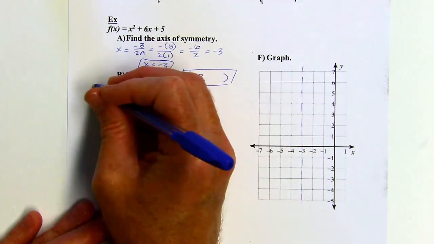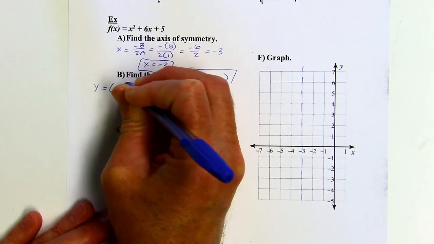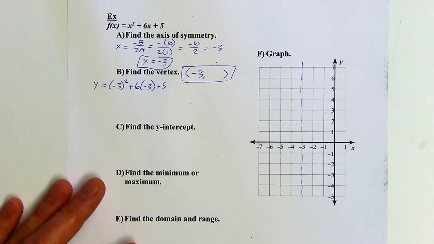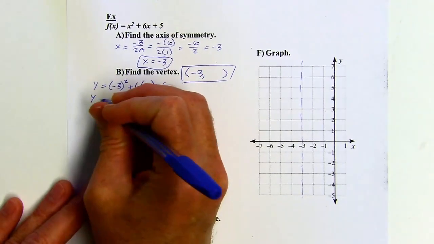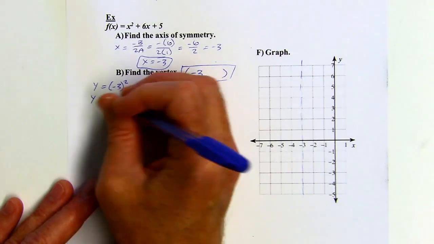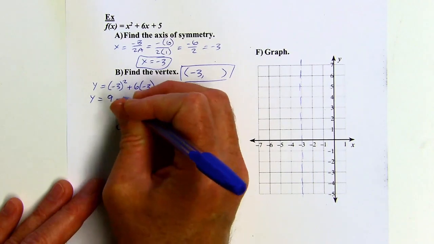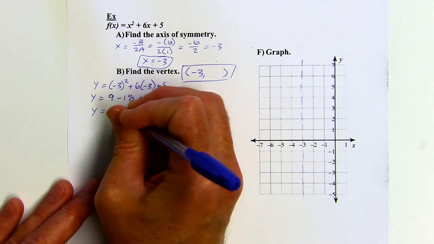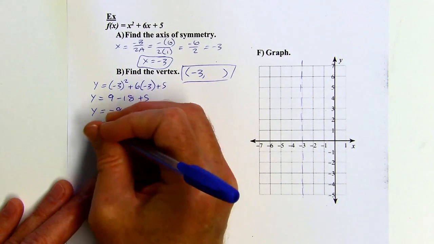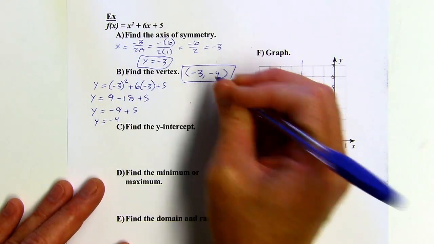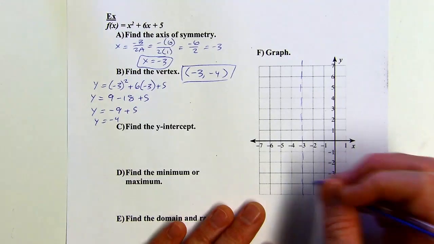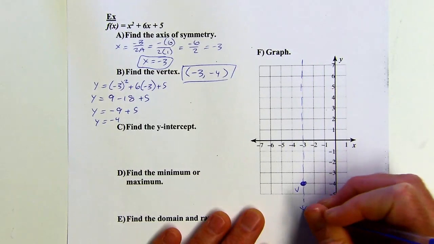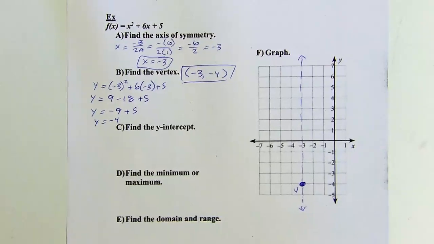So in the original equation, I'm going to plug in negative 3 for x in both positions, and then I'll use PEMDAS to solve this for y. And I used y instead of f of x, but you could use f of x if you wanted. Okay, negative 3 squared is 9. 6 times negative 3 is negative 18. Okay, 9 minus 18 would be negative 9. And then negative 9 plus 5 is negative 4. So (-3, -4) is the vertex. Let's go ahead and plot that. There is my vertex. I'll put a little V. I guess for my axis of symmetry, I should technically put the little arrows to show that it goes on forever.